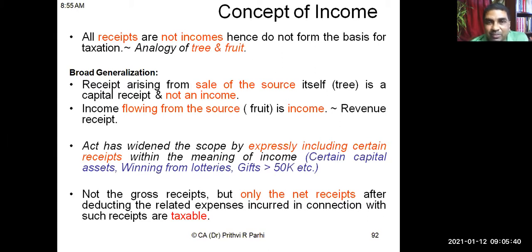Normally we compare income and receipts with the analogy of tree and fruit. Fruit is income, but the tree is a capital receipt. Suppose you have planted a tree and every year the tree produces some fruit. If you sell the fruit, then you are getting income. But if you cut the tree and sell it, you are receiving something by selling the source of income itself. That is a capital receipt. This is how we can distinguish whether it is a capital receipt or a revenue receipt.